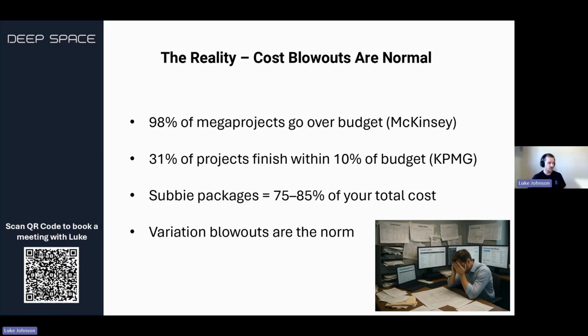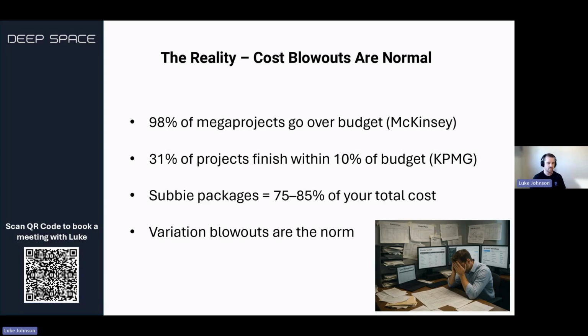So this is a reality, right? We all live this. Cost blowouts are normal. These are some real stats. 98% of mega projects go over budget. So that is huge. It's very common for projects to go over budget, and a very small fraction of projects actually finish inside of budget. And so if you're not finishing your project in budget, what are you burning through?